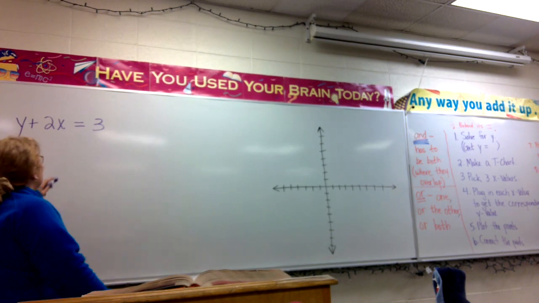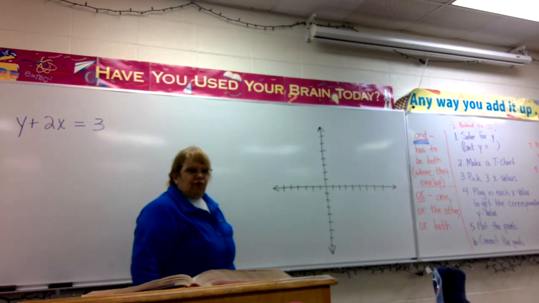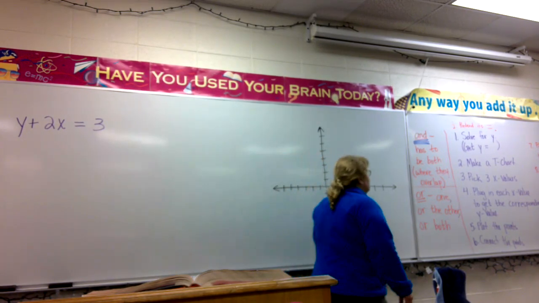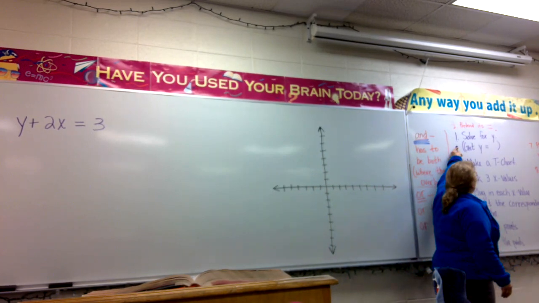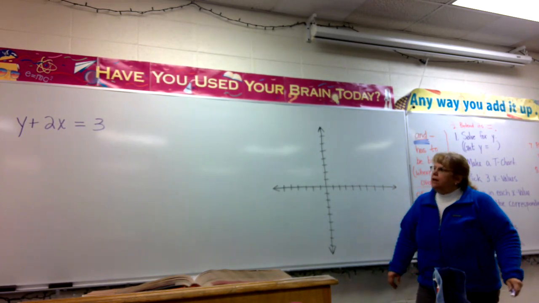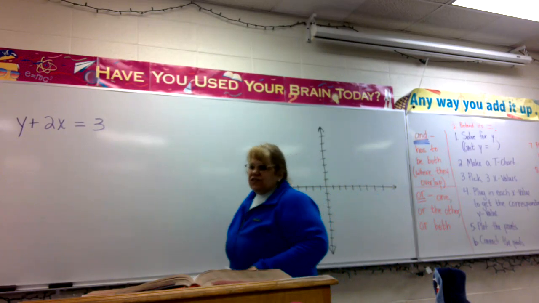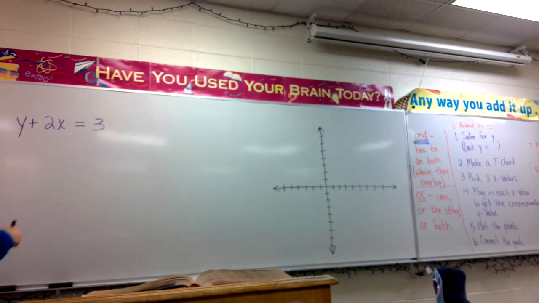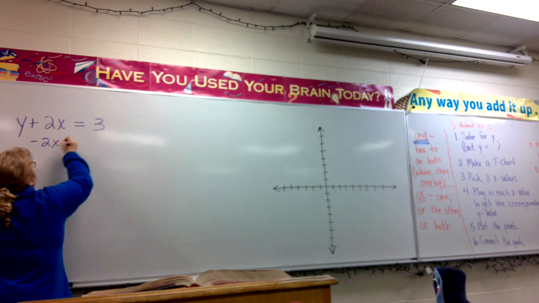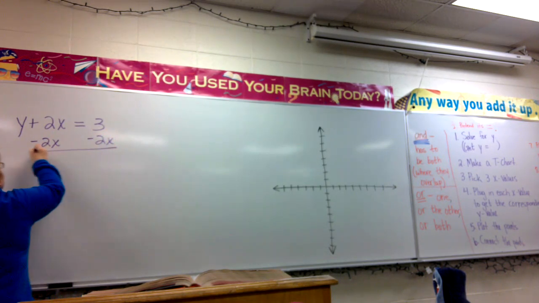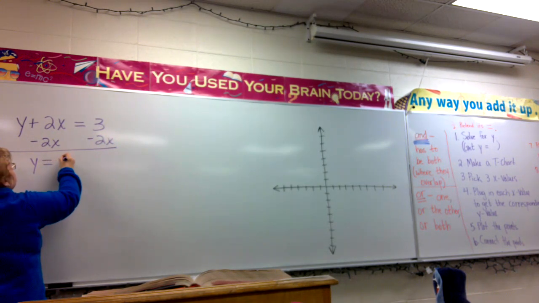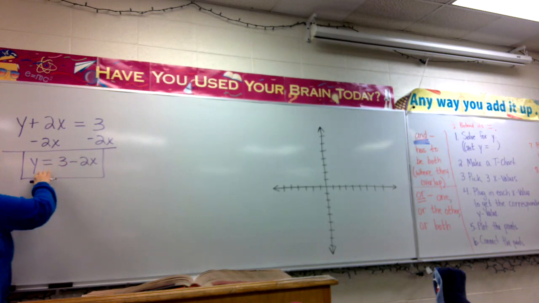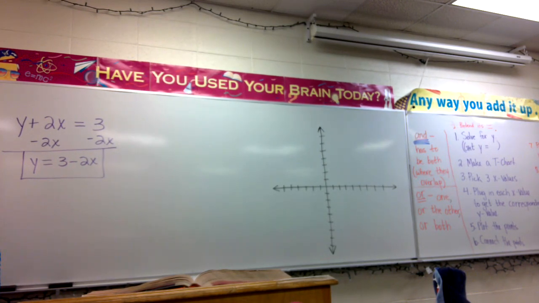And within equals, we've graphed those before. We've graphed with equals before. I wrote the steps over here. Starting with step one. First you have to get it solved for y. How would I solve this for y? Minus 2x, minus 2x. And I get y equals 3 minus 2x. Do I have y by itself? Yeah. So step one is done.